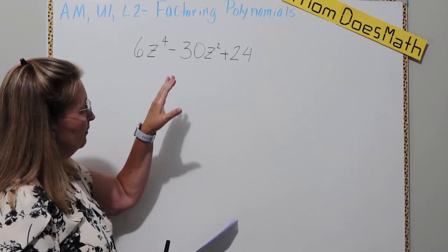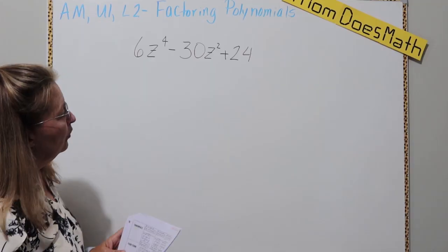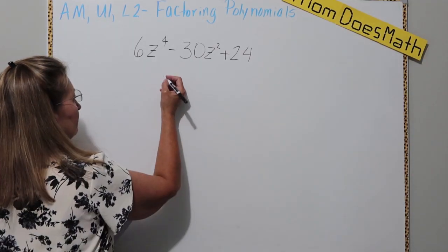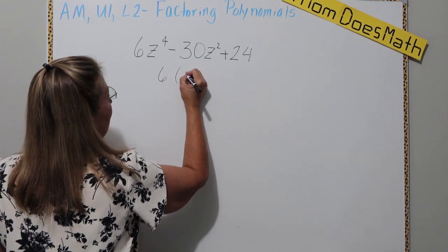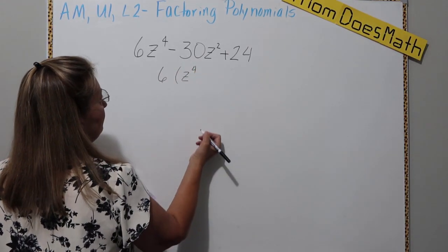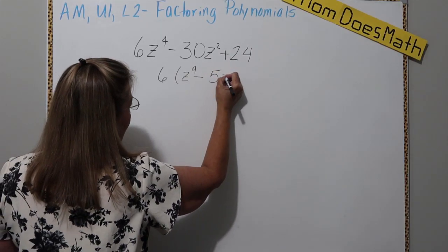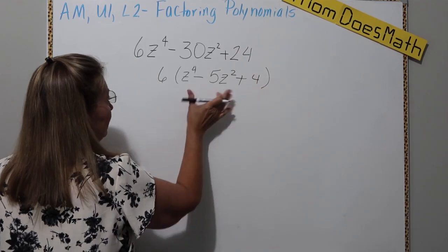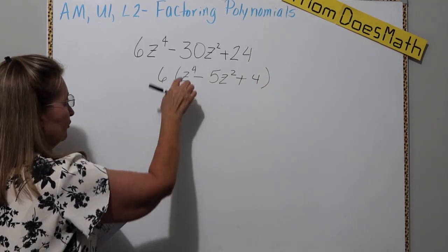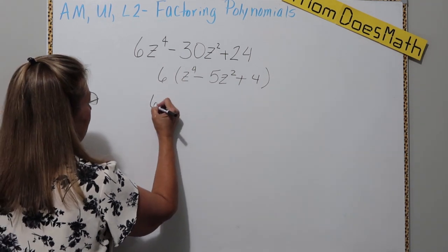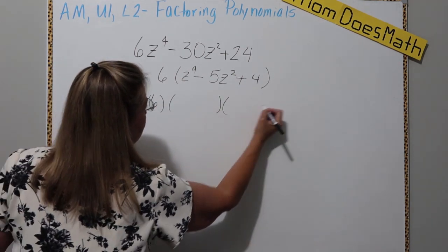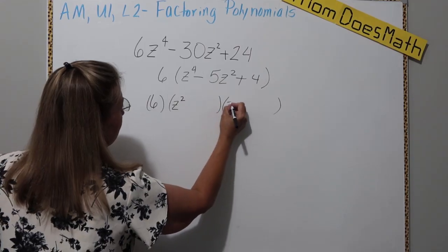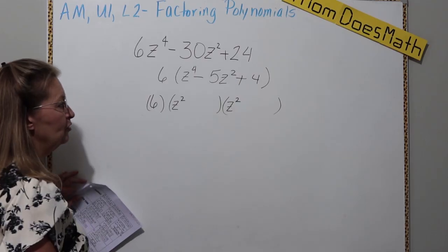6z to the 4th minus 30z squared plus 24. We always want to look for that greatest common factor, and 6 will go into all of these. So let's take the 6 out first. And that's going to leave us with z to the 4th minus 5z squared plus 4. Now we need to factor this trinomial. We do not have a coefficient, so we're just going to factor it into 2 binomials. The first terms will be the square root of that, so z squared both places.